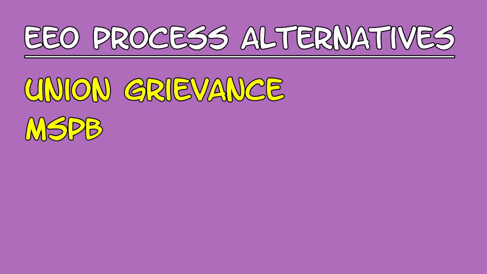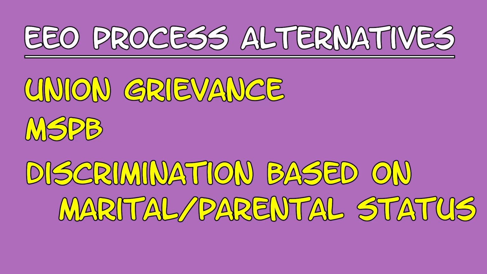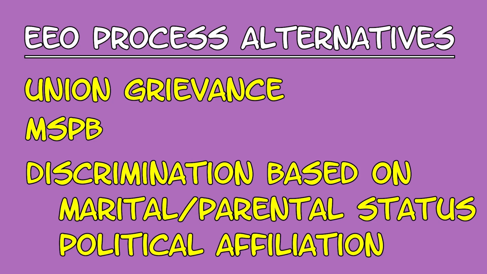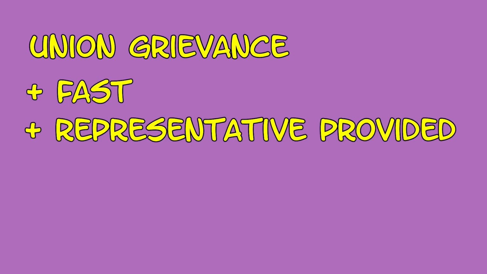The process of complaining about discrimination based on marital status, parental status, and political affiliation also differs from the EEO complaint process. You can file a union grievance if you are part of a bargaining unit. Some advantages of the union grievance procedure are that the process moves along rapidly and the union provides representation. Although union stewards sometimes assist with EEO complaints, generally unions are not involved in the EEO complaint process.